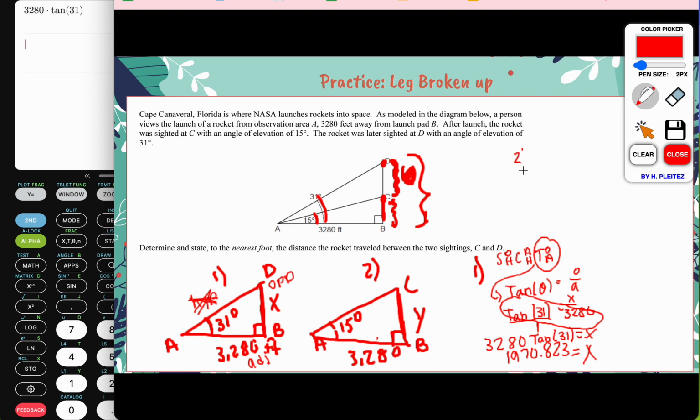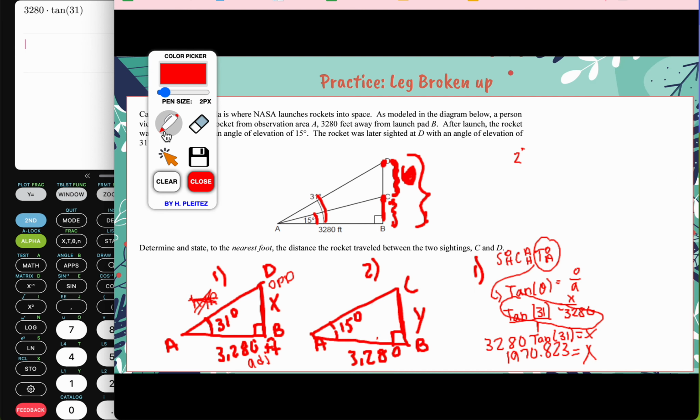Now in triangle 2, I realize this is getting a little bit sloppy, but just bear with us. In triangle number 2, again, we have our reference angle, we have opposite, we have adjacent, and our hypotenuse, we're going to label it, but it's irrelevant to us. There's no values there for it. So tan of theta, I know I'm using, is opposite over adjacent. So let's make our substitutions. Our theta is 15. Our opposite, in this case, is y. And our adjacent, again, is 3,280.